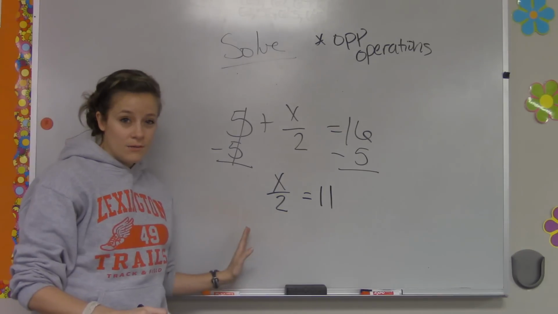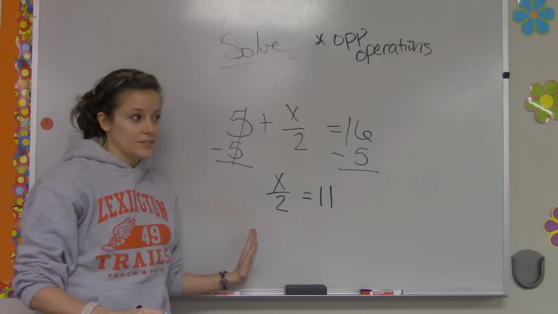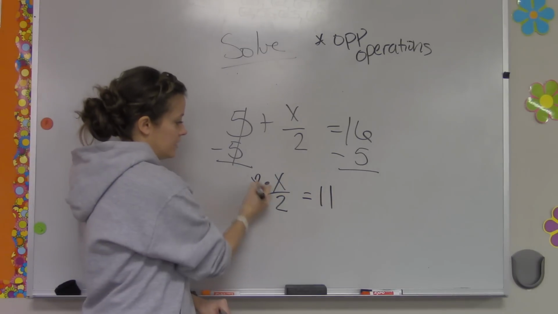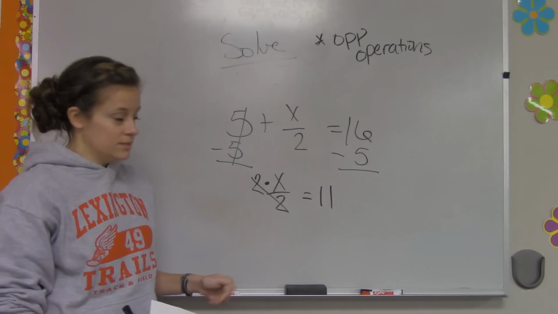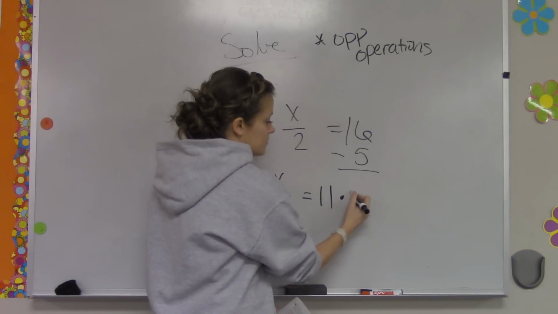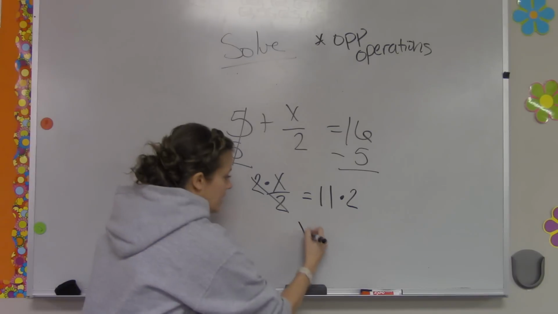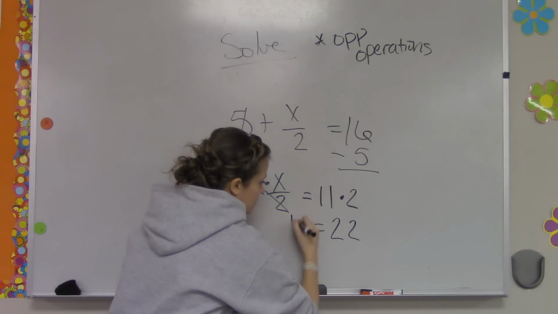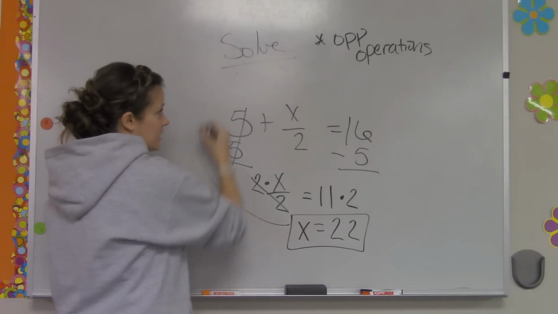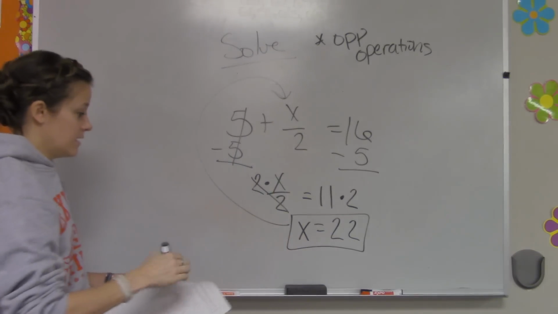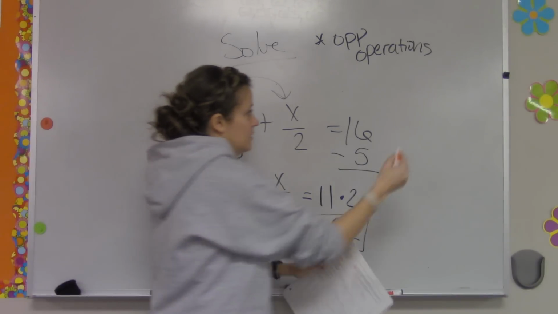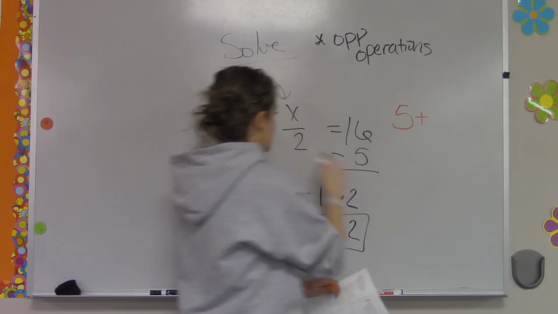If this is x divided by 2, and I have to do the opposite operation, I have to multiply by 2. If I'm multiplying by 2 here, these would cancel because 1 over 1 equals 1. And if I multiply by 2 on the left, I have to multiply by 2 on the right. So x equals 22. And if I want to check my answer, I can go back to the original equation, which was 5 plus x over 2.